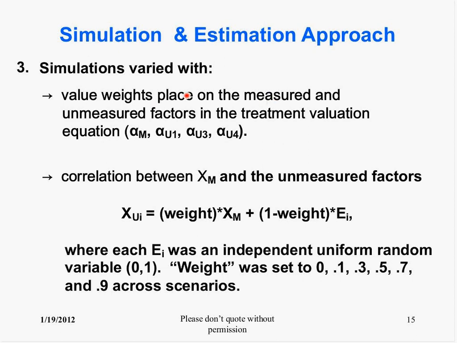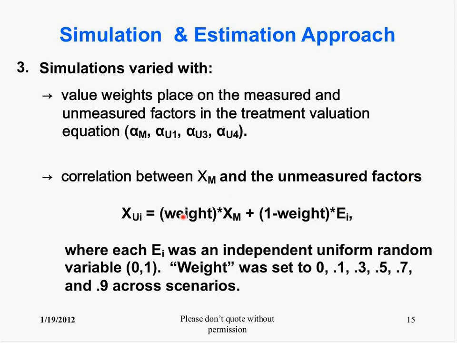In our simulations, though, we had 8 simulations. They varied with the value weights placed upon measured and unmeasured factors in the treatment valuation equation. So the alpha M, alpha U, and alpha U3, and alpha U4, and on the next slide I'm going to show you the values we placed on these things and the relationships to see across these 3 scenarios. Then we took one of these scenarios and we built correlation in between XM and unmeasured factors.